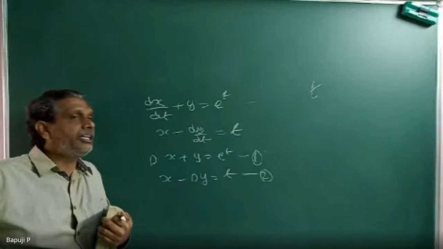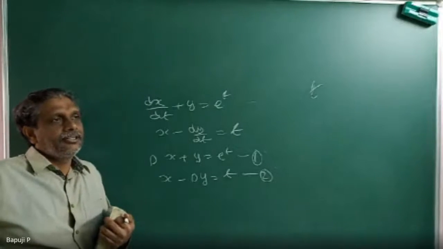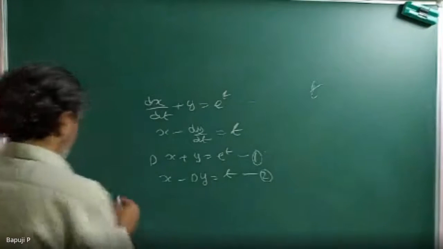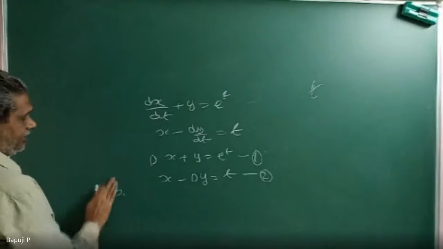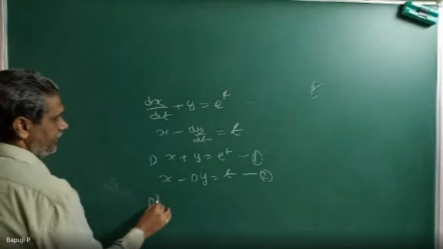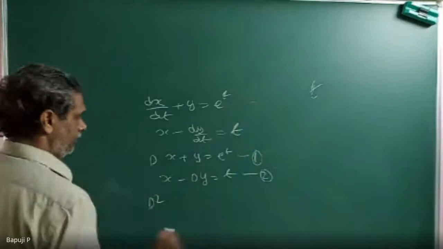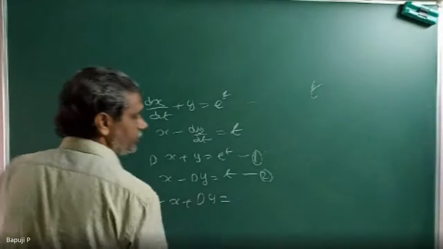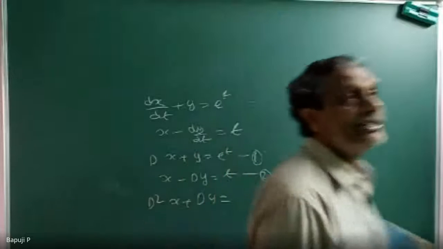So operated by d, that is what? First equation operated by d means what will I get? The d by d operating throughout: D square x plus dy is equal to d of e to the t. Multiplication means d will be kept there. What do I want to tell? D of e to the t. Differentiation of e to the t is what?